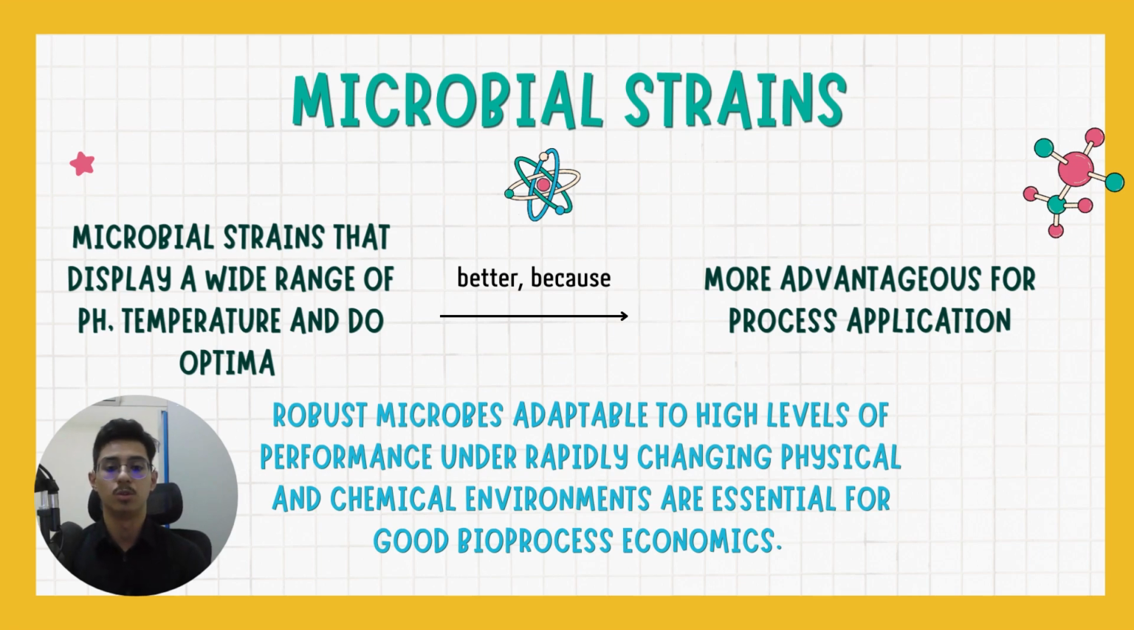I'll be sharing about microbial strains. Microbial strains that display a wide range of pH, temperature, and DO optima are better because they are more advantageous for process application as they can adapt well in comparison to microbes that show specific strains. Robust microbes adaptable to high levels of performance under rapidly changing physical and chemical environments are essential for good bioprocess economics.